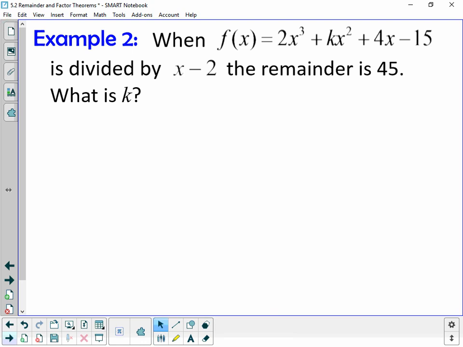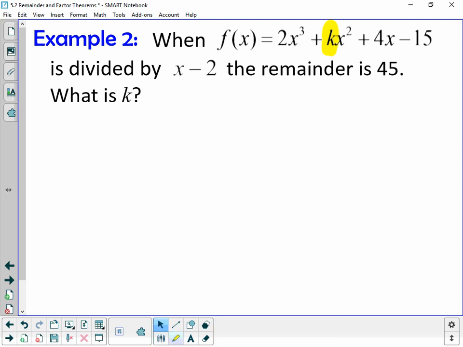So here's a good example of a problem where we have to use the remainder theorem to help us answer it. If the polynomial f of x is divided by x minus 2, the remainder is 45. Can you figure out what the coefficient of x squared is? How many x squareds do we have?